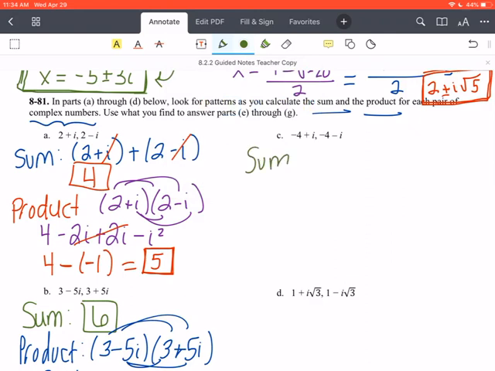So for the sum, I see that positive i plus negative i is going to cancel out. And then negative 4 plus negative 4 is negative 8. So the sum of those two numbers is negative 8.